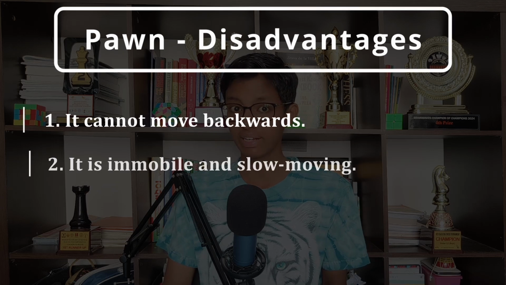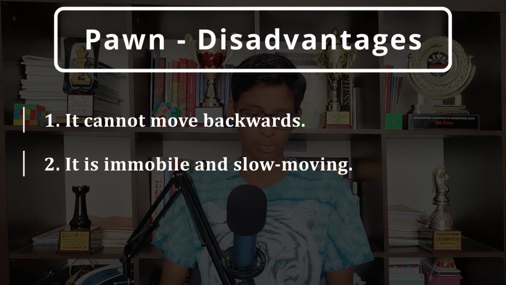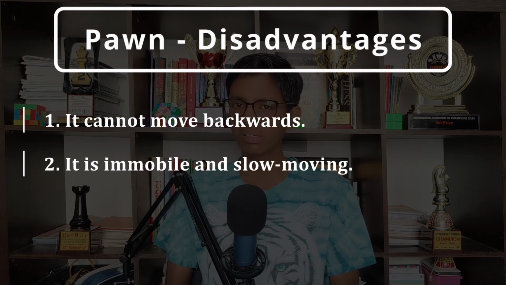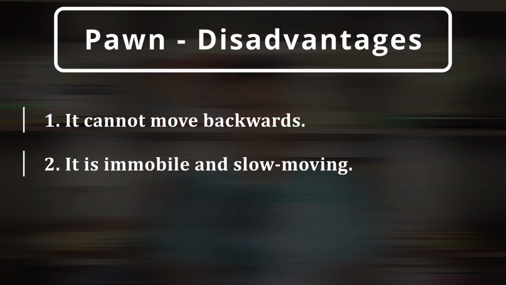The second disadvantage is that it is quite immobile and could take many moves to reach its destination. The pawn covers very little distance at a time, so it takes quite long to reach somewhere.